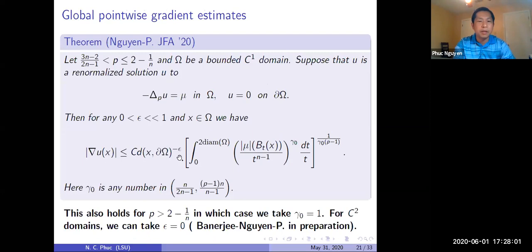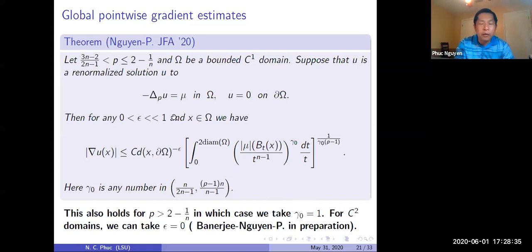But you lose something here. You have to put the distance to the boundary raised to a negative power, for any small epsilon. Now, you shouldn't expect this to hold if you take epsilon to be equal to 0, because we work with a very bad domain, a C1 domain. In the case where the domain is C2, then we can take epsilon to be 0. This is incoming work with Joel, with Banerjee and Quoc-Hung.